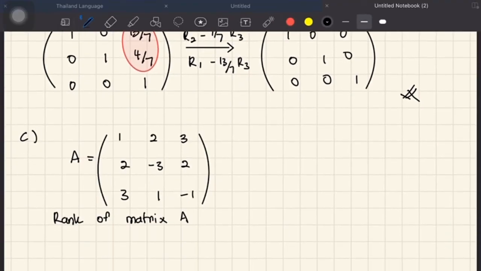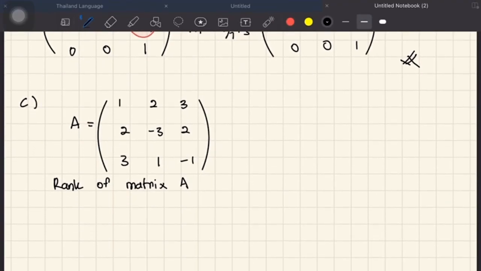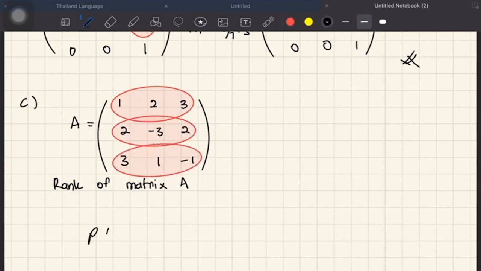So lastly, for question C, we need to find the rank of matrix A. So the rank of matrix A should be 1, 2, and 3. There are 3 rows of non-zero, so the rank of matrix A is 3.